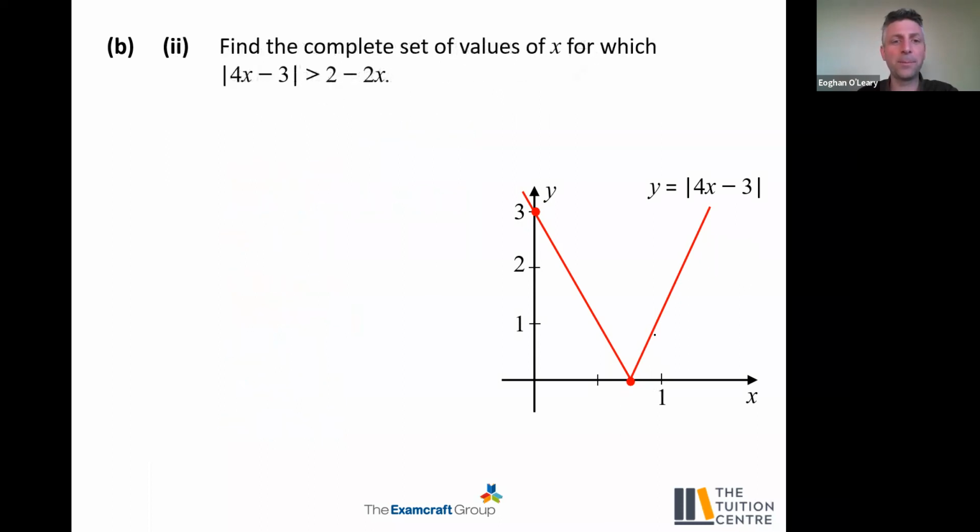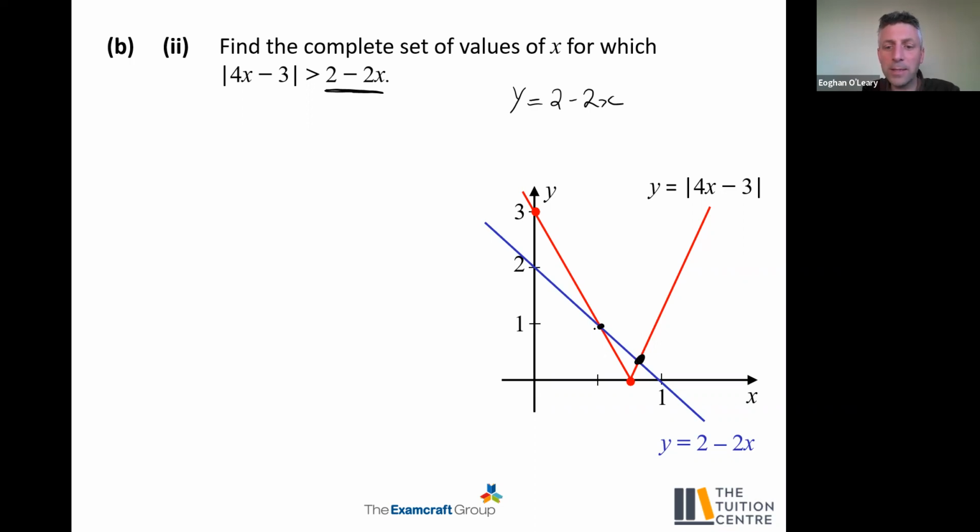And then our final part was to find the complete set of values of x for which the modulus of 4x minus 3 is greater than 2 minus 2x. So this is a line, of course. If I plot the line y is equal to 2 minus 2x, it'll look like that. And I'm saying, well, okay, where is the modulus of 4x minus 3 greater than that? So of course we can see there are 2 points of contact here, points of intersection of the curves.